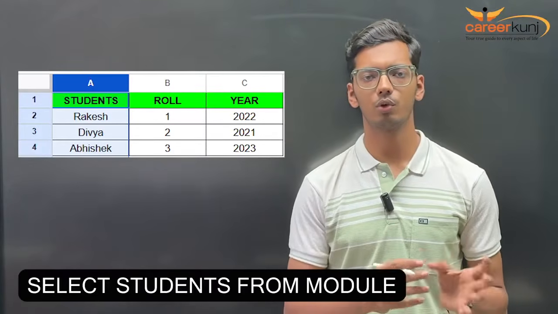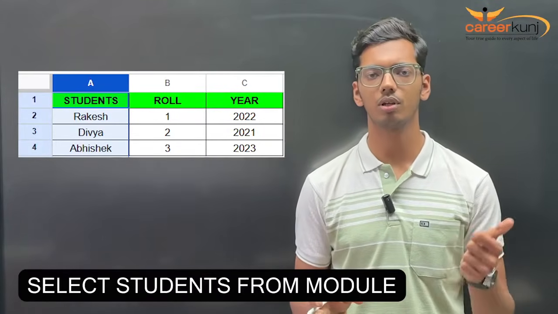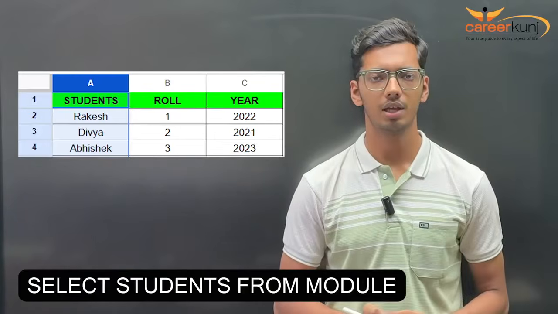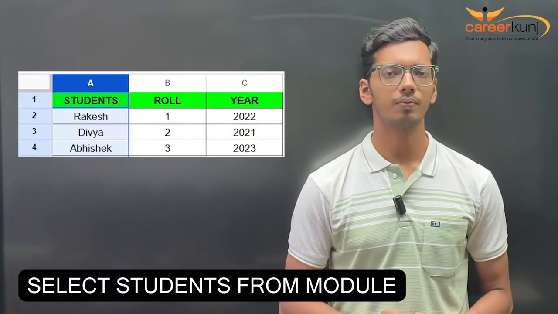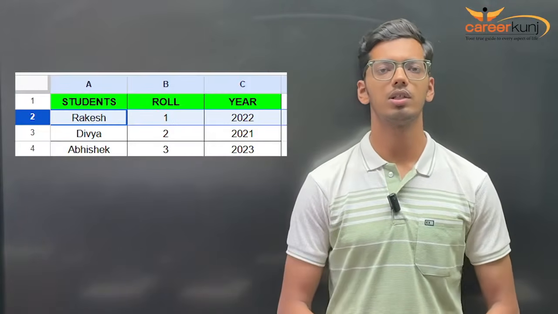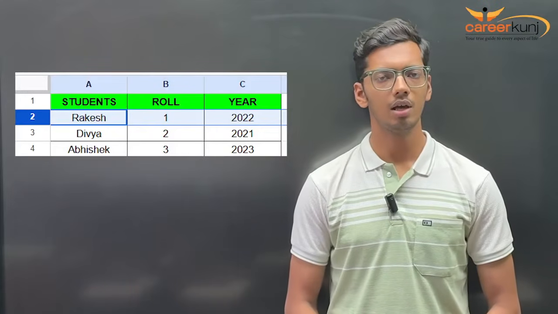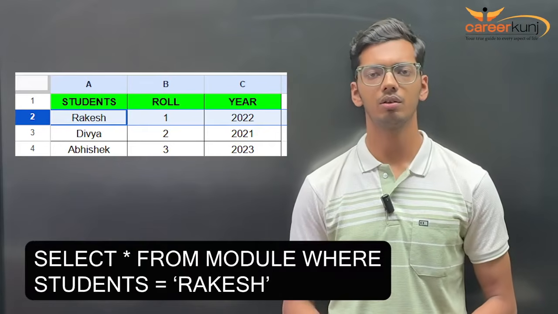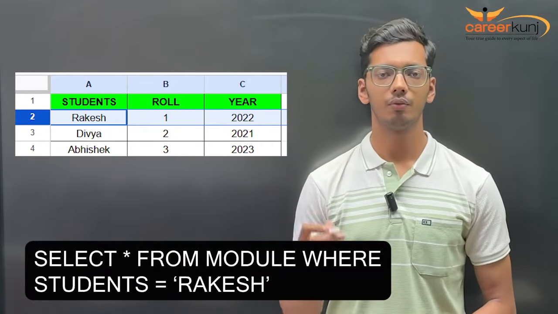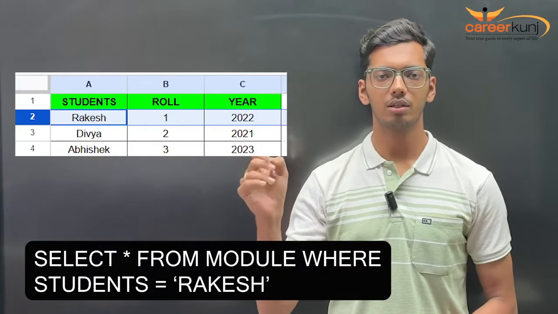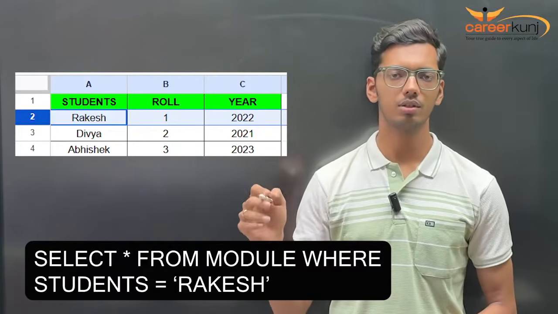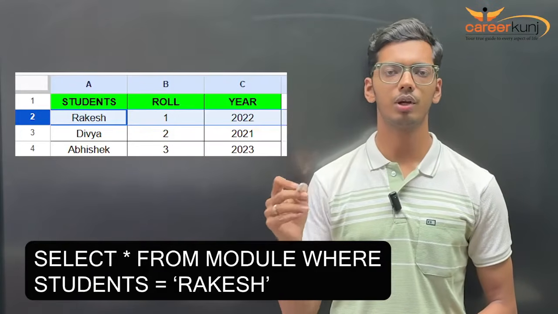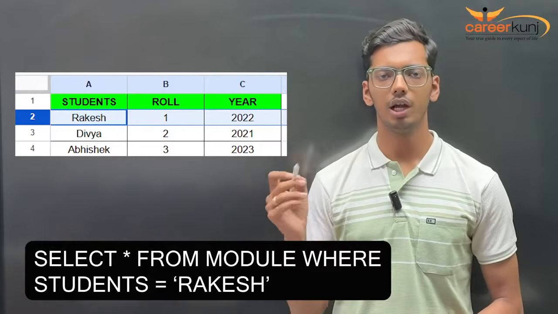Once we chose what I want to see from what I want to see, then I can choose the rows I want to see or how I can see. So now let's say I want to see the data only for Rakesh, which is my first student. All right. How will my query be? I will write select star from module where students equal to Rakesh, because students is my column's name. What is the value I am looking for? I am looking for Rakesh. It will give me this data.